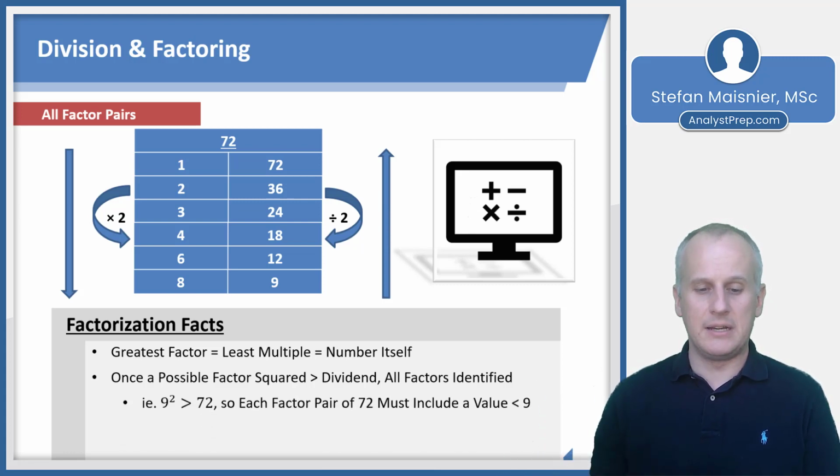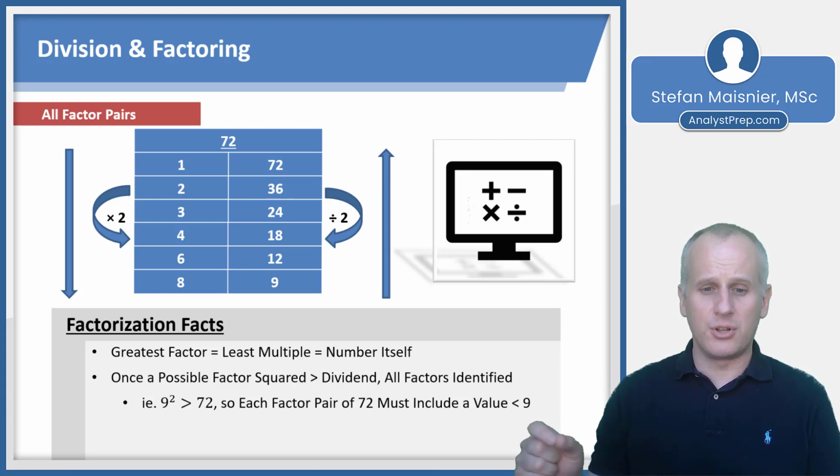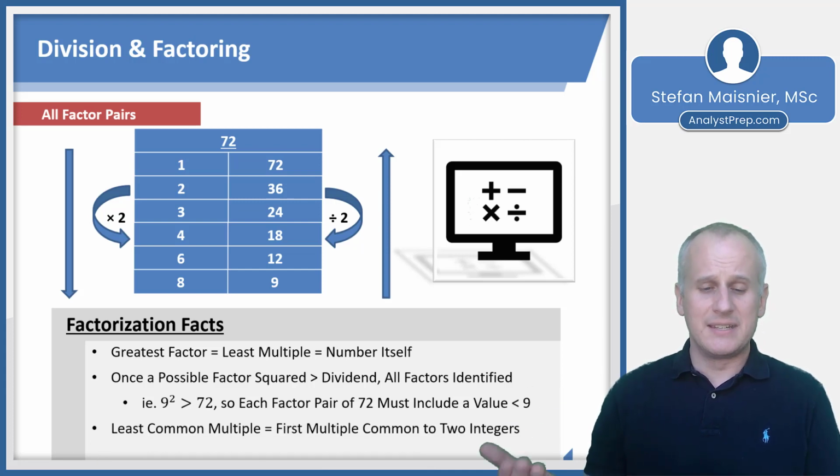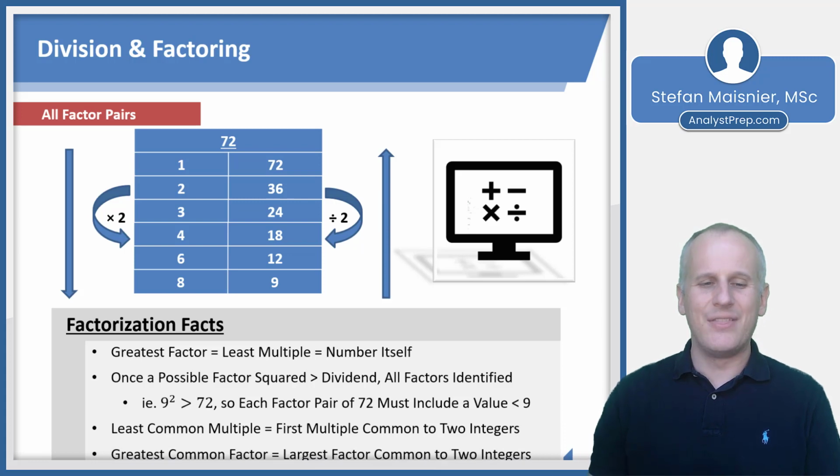So how does that play in here? Well, we know that the nearest perfect square greater than 72 is 81. So 9 squared is greater than 72. So each factor pair of 72 must include a value less than 9, because 9 times 9, and any two numbers larger than 9 will be bigger than 72. So that means that as soon as we hit 8 and 9, we don't have to keep going. And our least common multiple is the first multiple common to two integers. And the greatest common factor is the largest factor common to those two integers as well, just by definition.